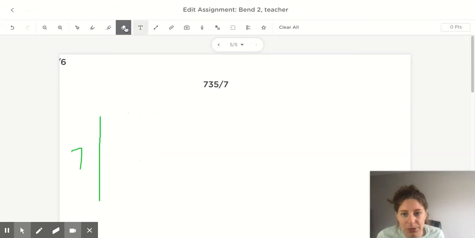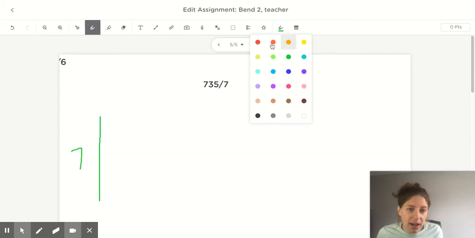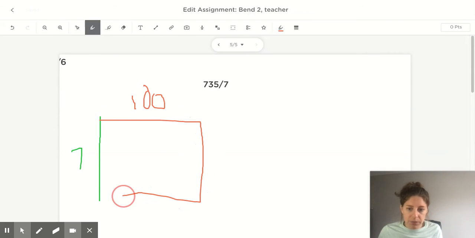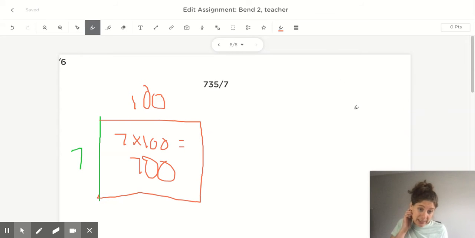So I'm actually going to pass out 100 to each first. Okay, so I'm passing out 100, making my area model, right? Because 7 times 100, wow, that's 700. So far I've passed out 700 pieces. I'm going to put 700 over here because I need to check to make sure I have passed out 735. I need to make sure I pass out all the pieces. Okay, so I've passed out 700. I still have 35 to go.